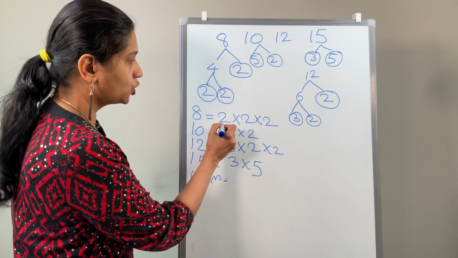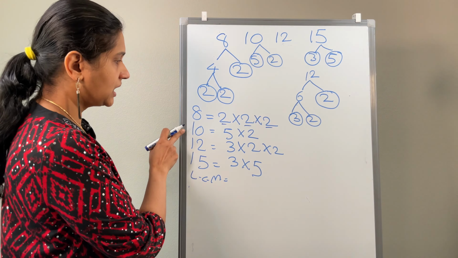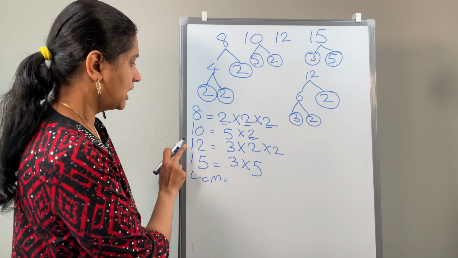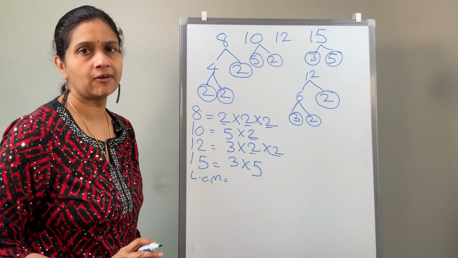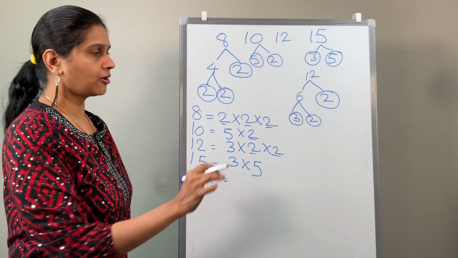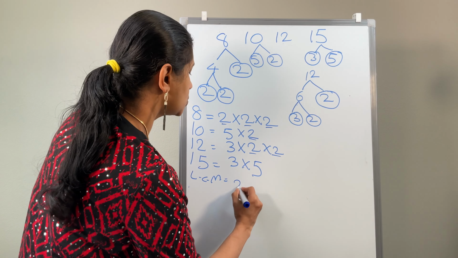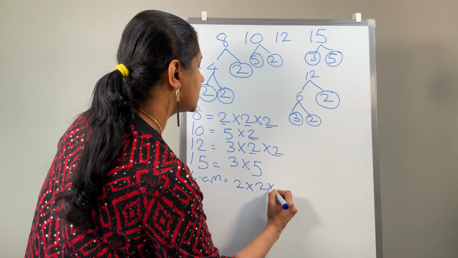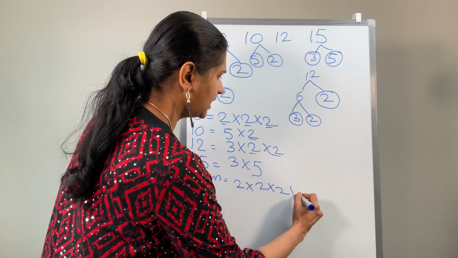See, if you take 2, it is repeating how many times? 3 times. In 10 it is repeating once. In 12 it is repeating 2 times. In 15 it is not available. So the maximum number of times the 2 is repeating is 3 times. So 2 times 2 times 2.